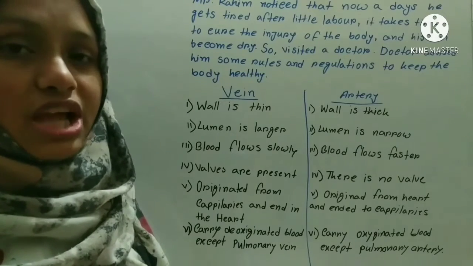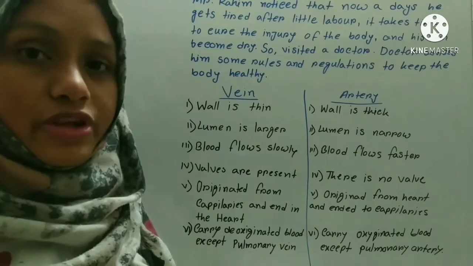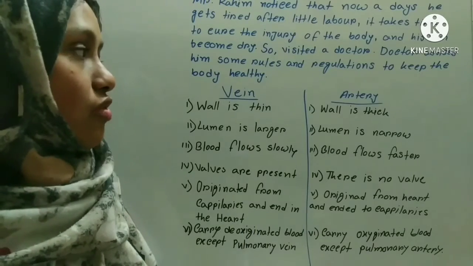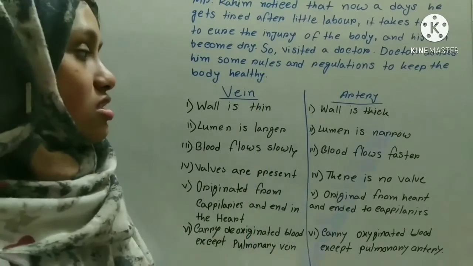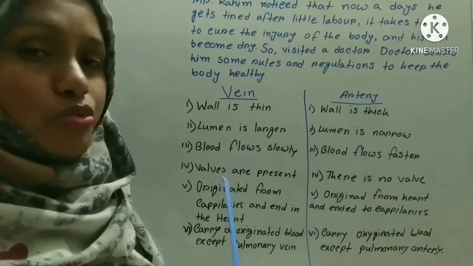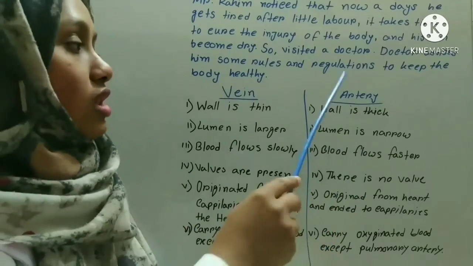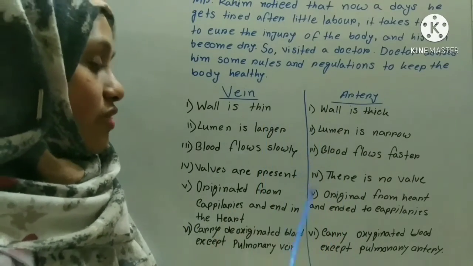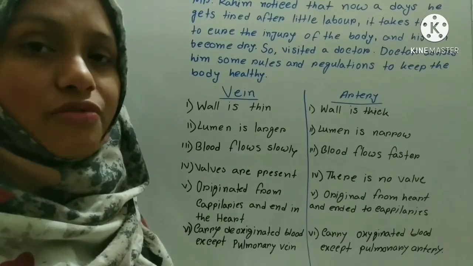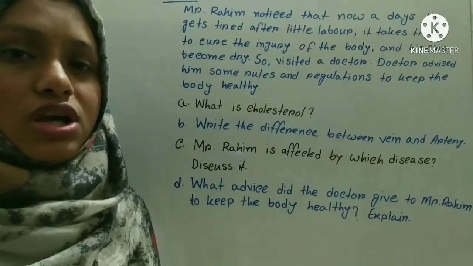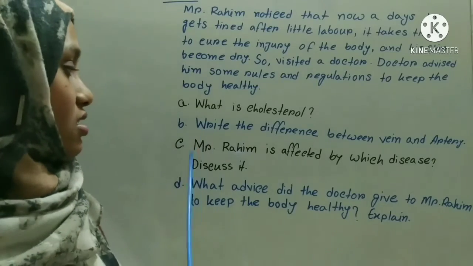So most of the time students get confused about what to write for vein or artery, because both are just opposite. So I think if you learn just one, either vein or artery, it will be easier for you to write. Now the C number question, that Mr.